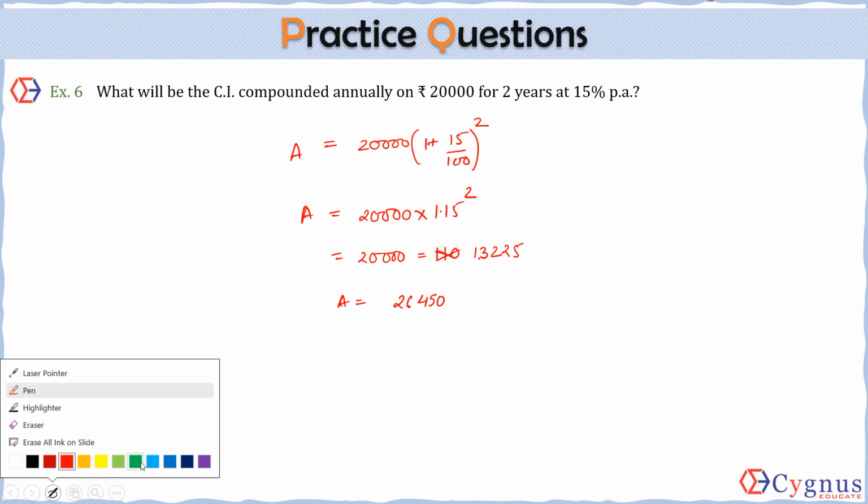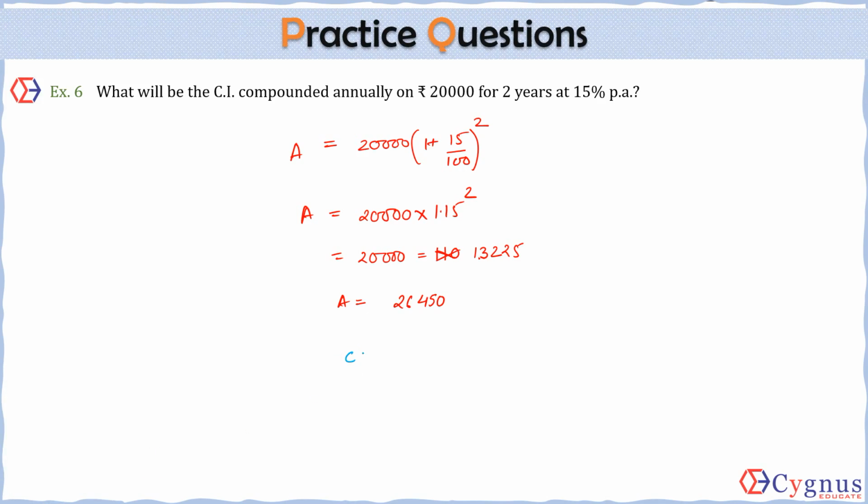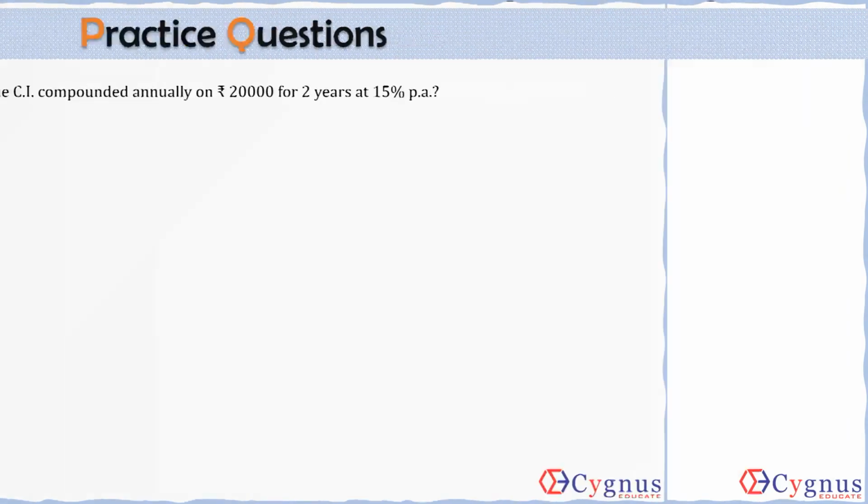When you're looking for the compound interest, we know that compound interest is equal to amount minus principal. What's the amount here? 26,450, which is payable after 2 years, minus that principal, 20,000. So effectively, the compound interest comes out to be 6,450. This is the compound interest on the given sum at the rate of 15% for 2 years. Let's look at one more question.